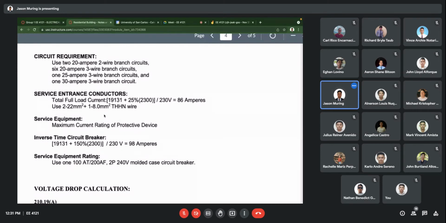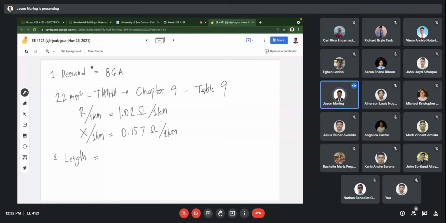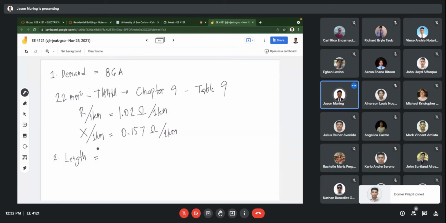In this case, let's say for the feeder, because this is for a residential building, usually you locate your main panel board closer to your service point. So probably just around 5 meters, but it depends. To be safe, let's just say this is 10 meters, the distance from your service point to your main panel board.